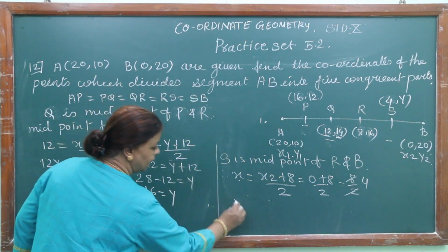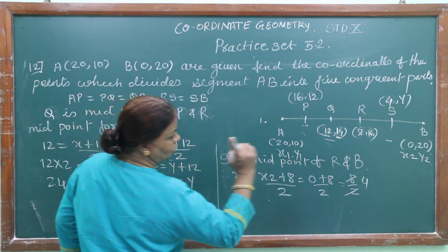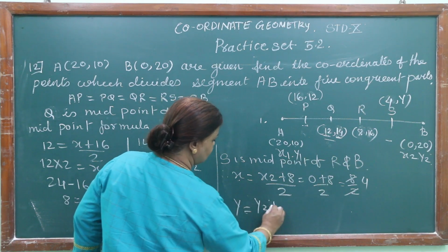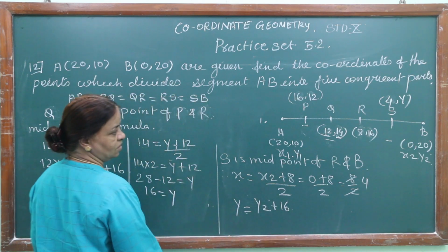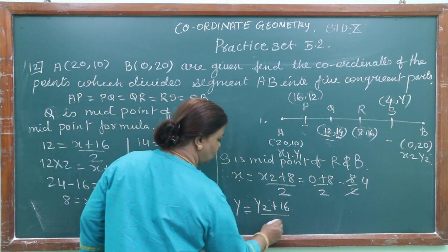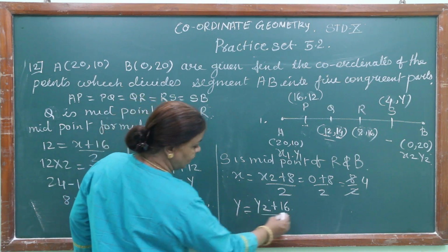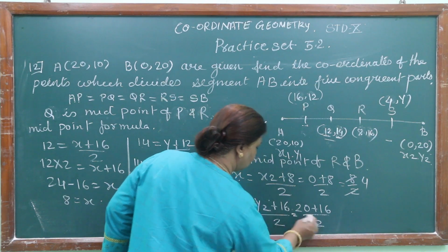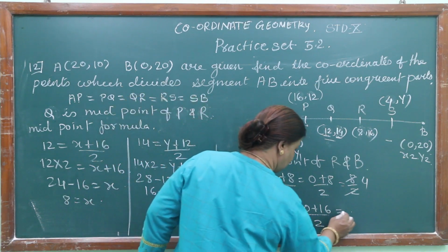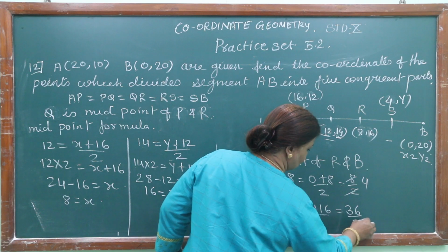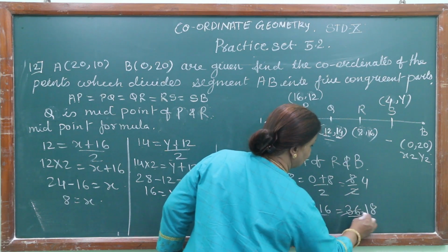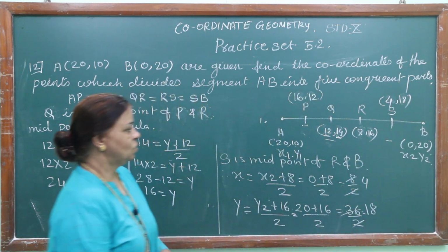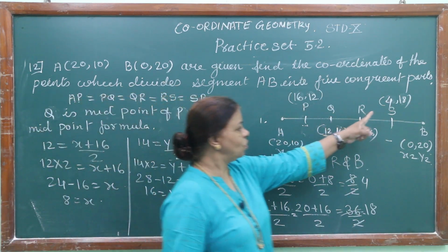Now for y coordinate, that is y2 plus 16. Okay, if S is the midpoint, upon 2, and y2 we know 20. 20 plus 16 upon 2, so that is 36 upon 2. So 2 1s are 2, 2 8s are 16, so here it is 18. So S coordinate we got 4, 18.